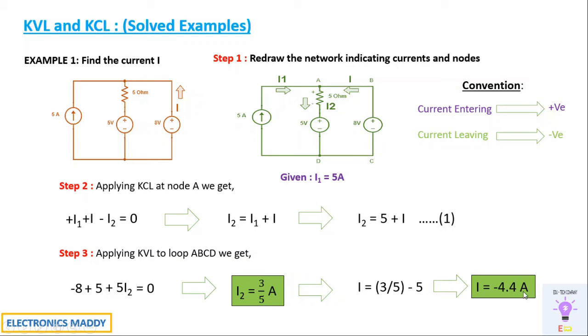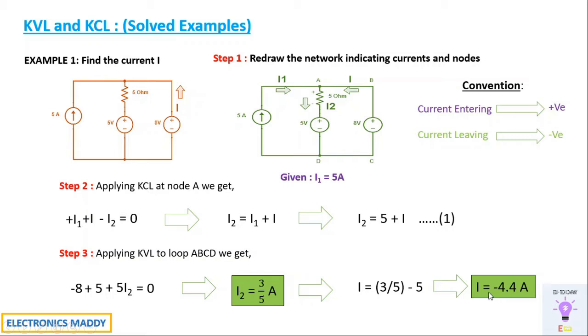So what does the negative sign indicate here, and what does it convey? It conveys that the current is not in the upward direction, it is in the downward direction. The assumption of having the current in the upward direction was not suitable for the given data. So that means the current is flowing in the opposite direction. That is the only observation with respect to this problem.